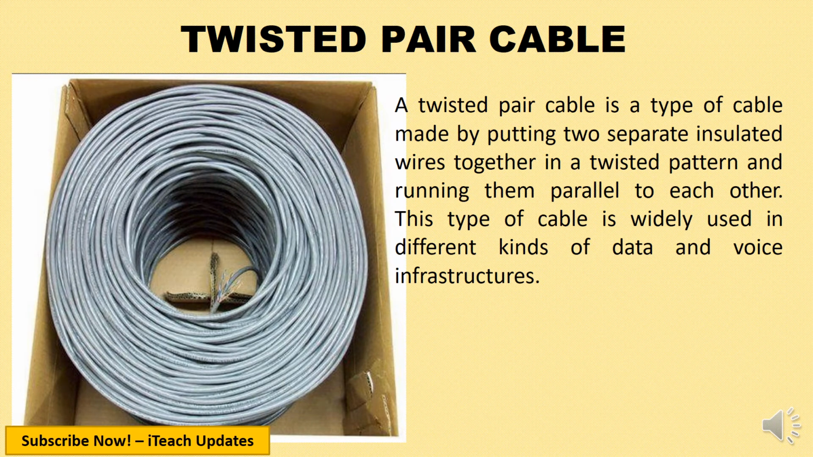Twisted pair cable. A twisted pair cable is a type of cable made by putting 2 separate insulated wires together in a twisted pattern and running them parallel to each other. This type of cable is widely used in different kinds of data and voice infrastructures.